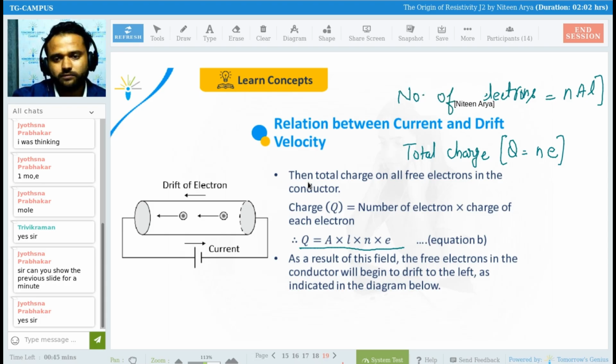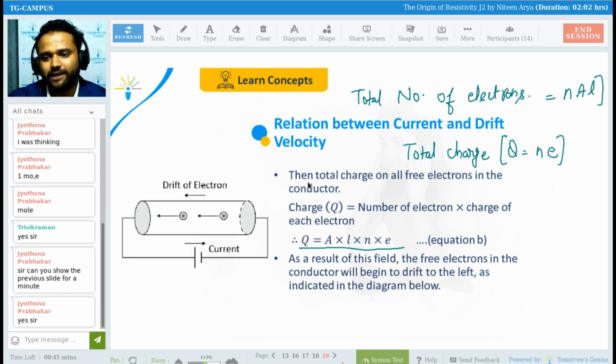Number of... let me erase this also. I mean total number of electrons in wire, that is this thing: N into A into L. So the charge is Q equals Ne, where N is total number of electrons, so Q equals A into L into N into E.